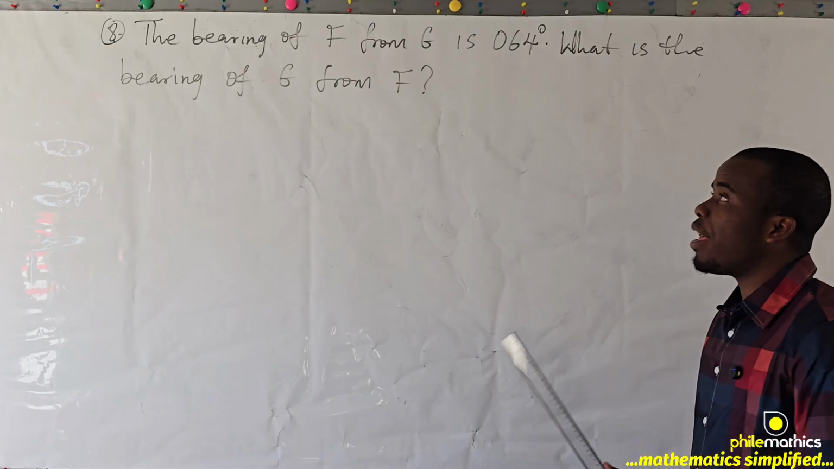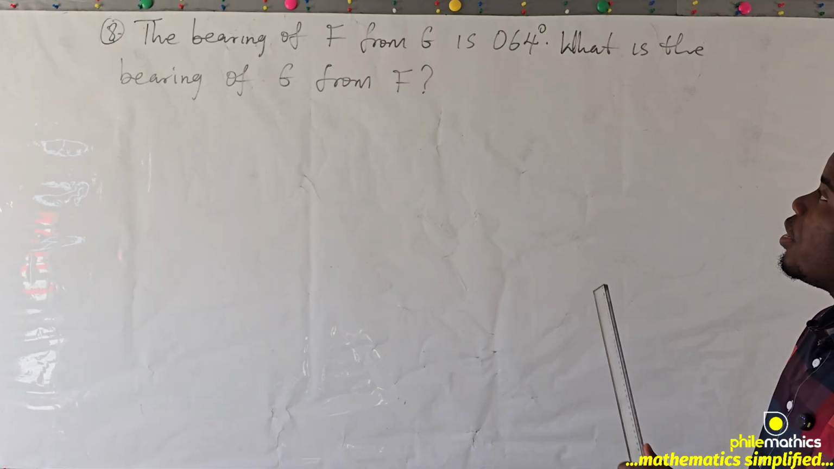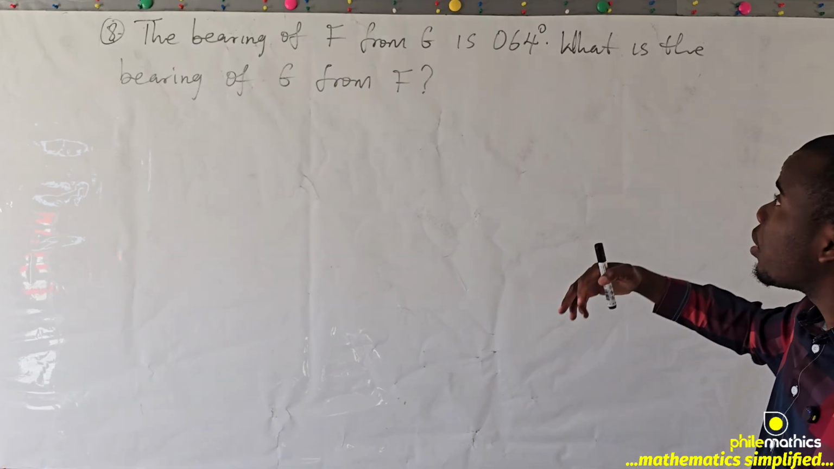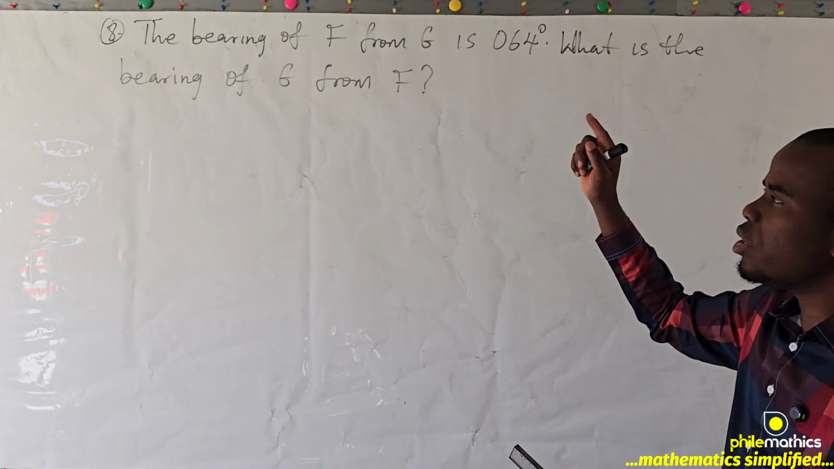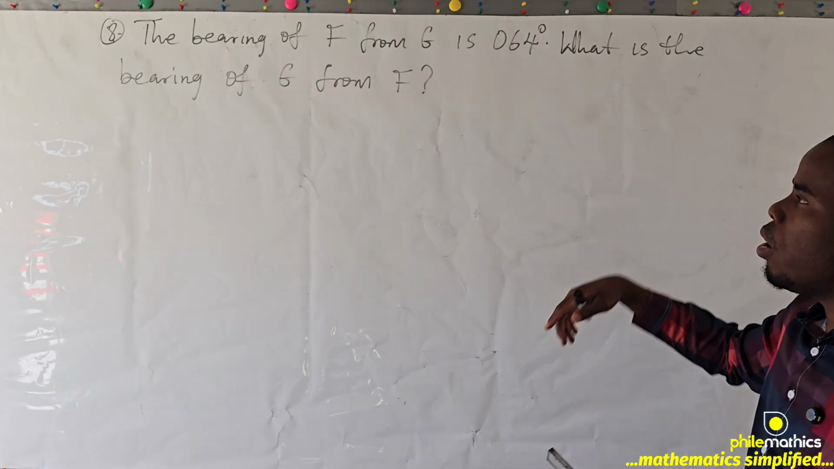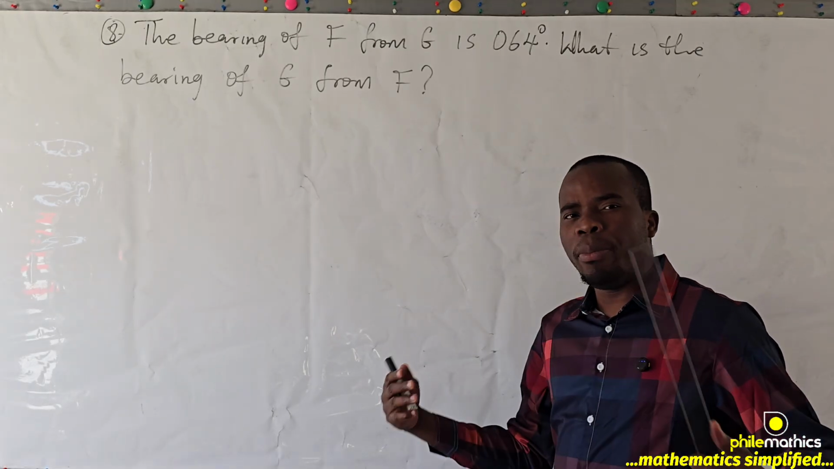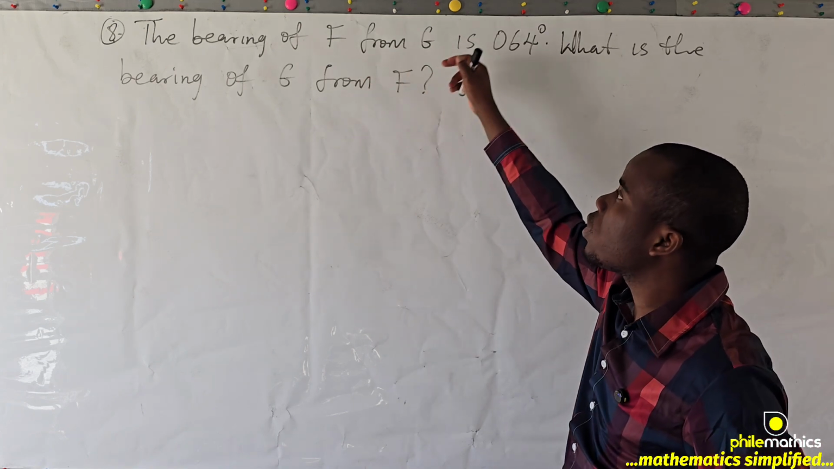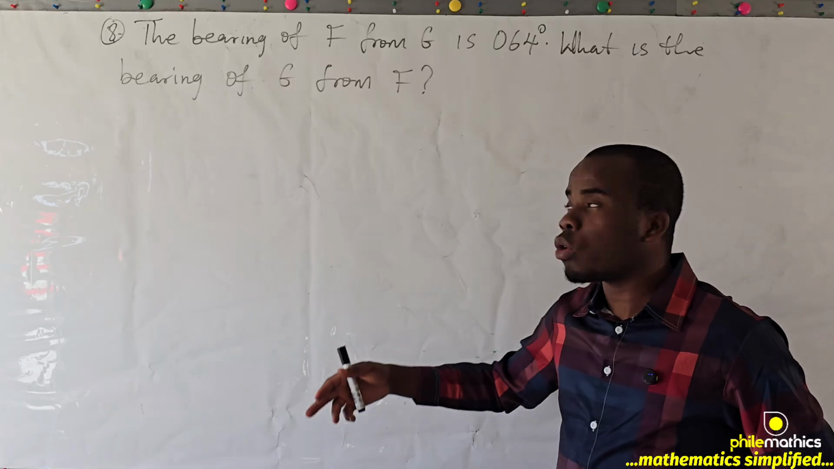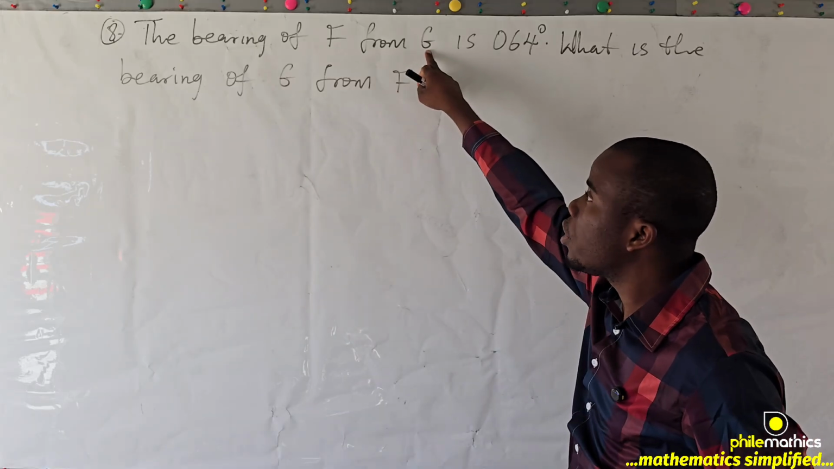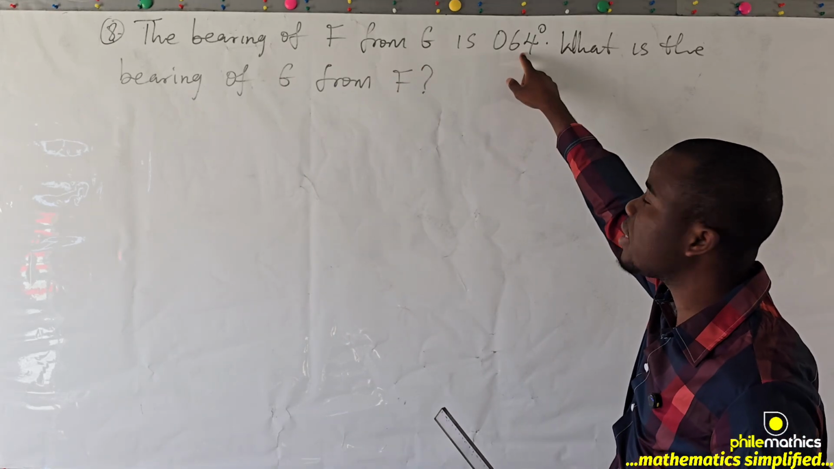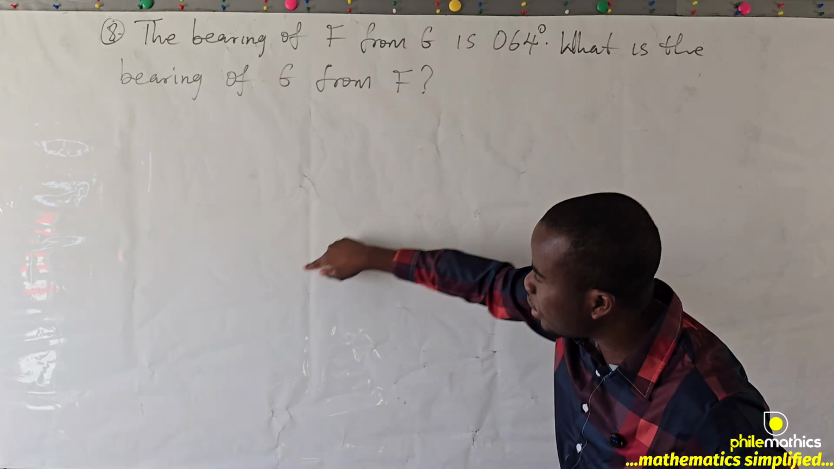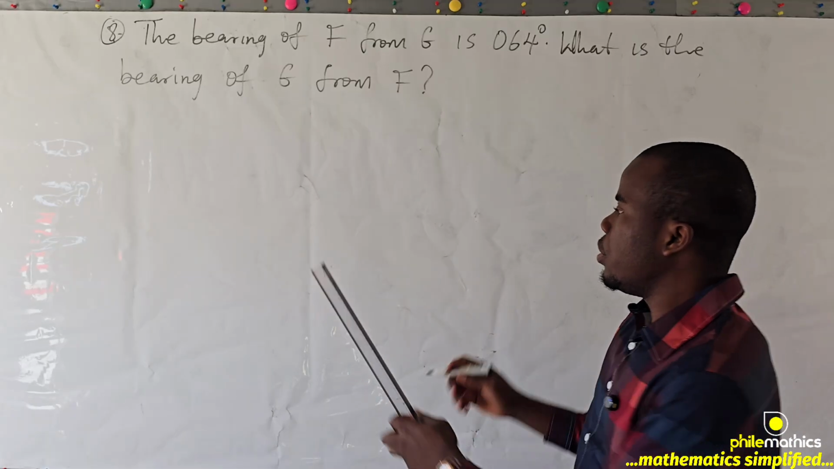The bearing of F from G is 064 degrees. This is what we call three-digit bearing. What is the bearing of G from F? One of the keys in answering bearing problems is using this word from. So you want to start your bearing construction from G. So we start with this. Since this is 64 degrees and it's coming from G, we know it will emanate from G.